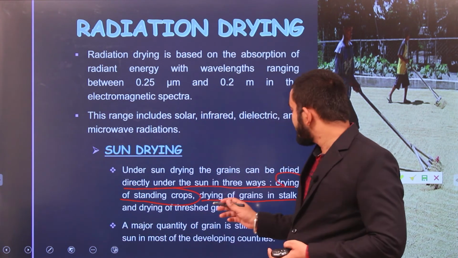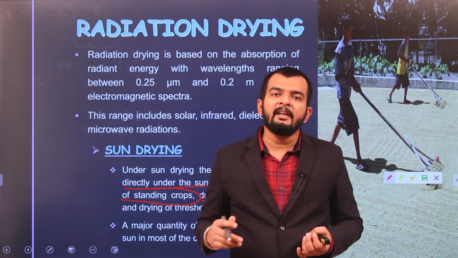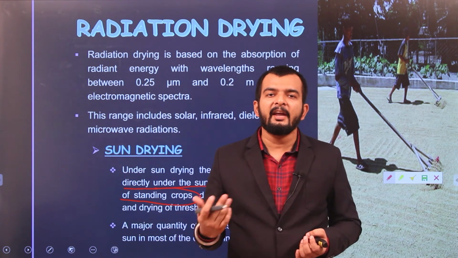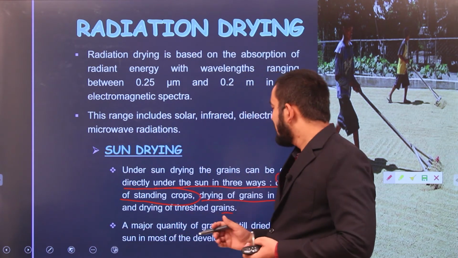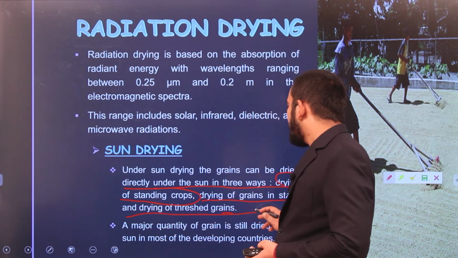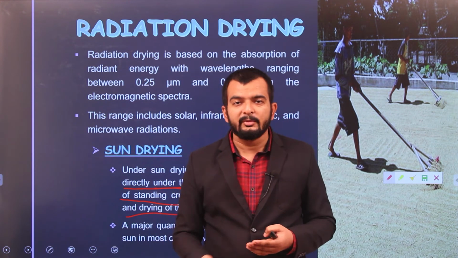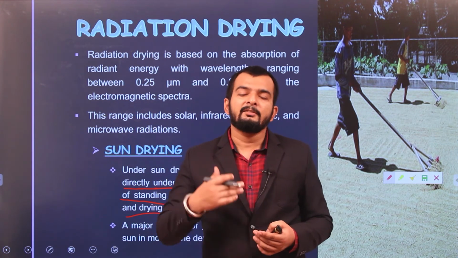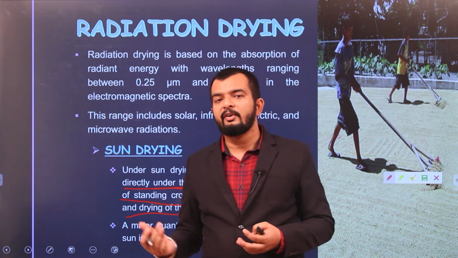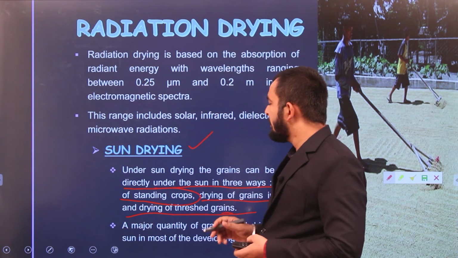The next method is drying of grains in stalk. That is, you cut the stalk and then keep it in the sun for drying to occur, so the stalk as well as the grain will dry together. Third is drying of threshed grains. That means after the grains have been harvested from the ground and threshed from the crops and separated, they are laid out in the sun for drying. So sun drying can happen in three types.